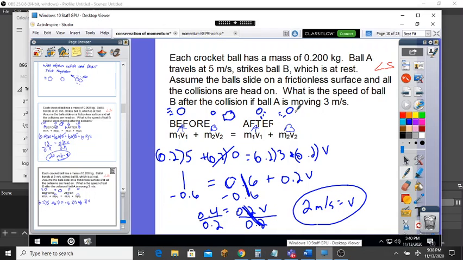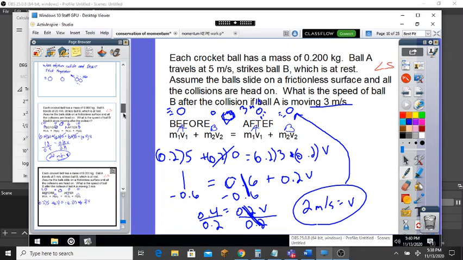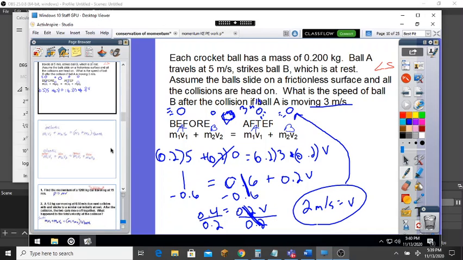So there we go. We were able to figure out how fast this one was going. We know that the mass was 0.2 and it was going 5 meters per second. It struck this one, which wasn't moving at all. After the collision, the problem told us that A was continuing to move at 3 meters per second. And we wanted to find out how fast this one was moving, and we found it. Just 2. And there we go. That's pretty much it.